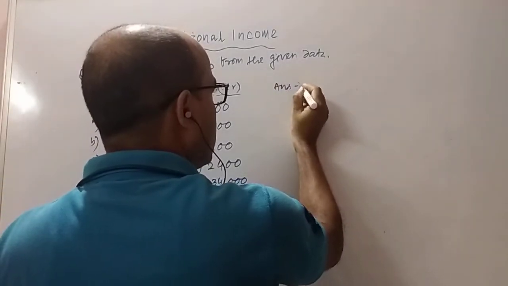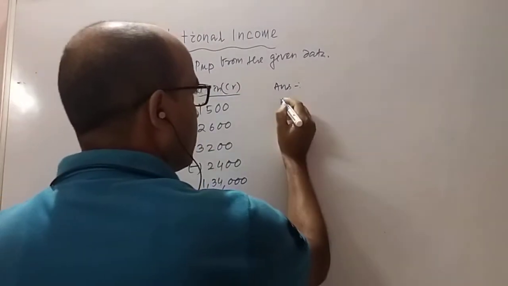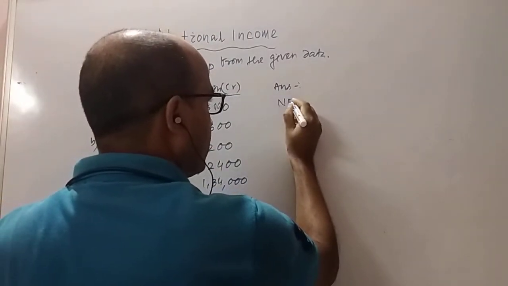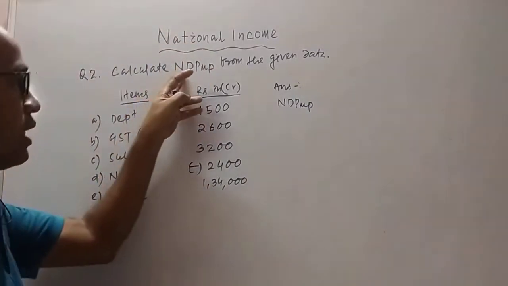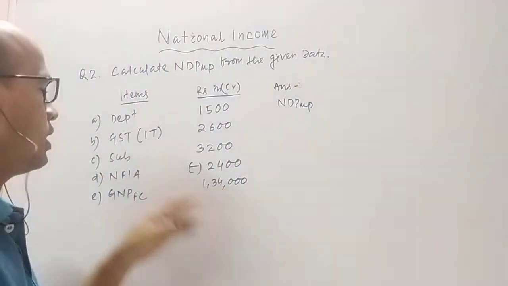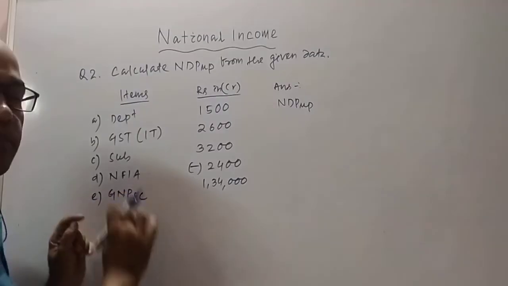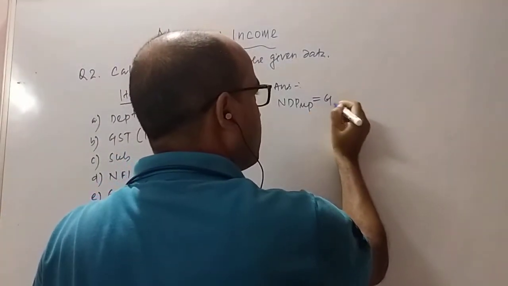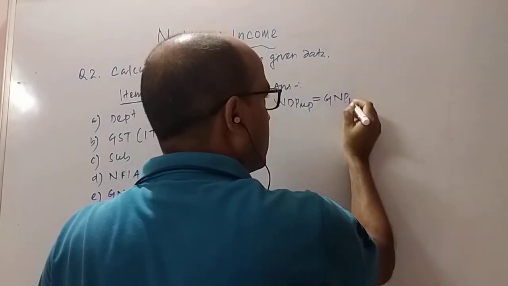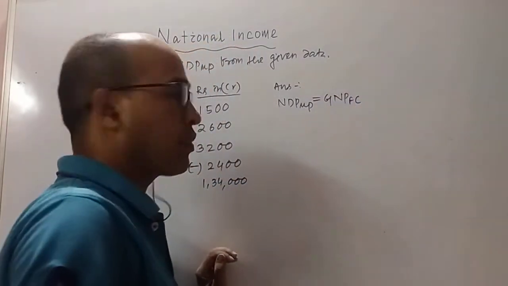What do you want to calculate? Now you want to calculate NDPmp, because in this question they want to calculate NDPmp. From where do you want to calculate? Now GNPfc is given in the question. So you write GNPfc.